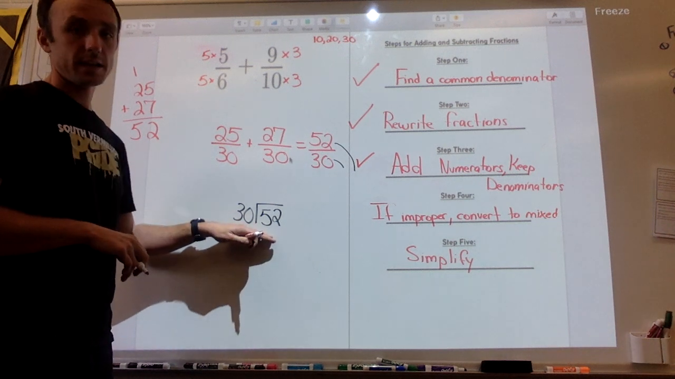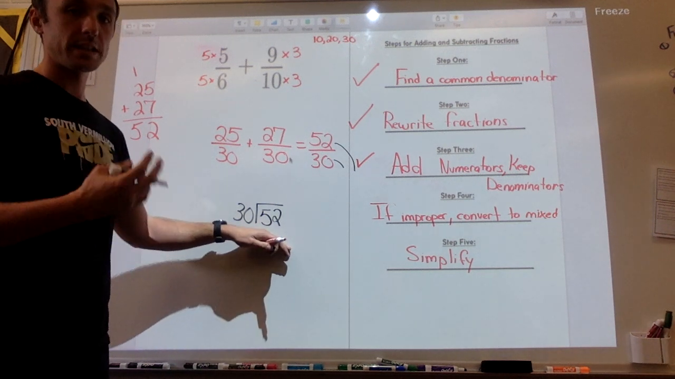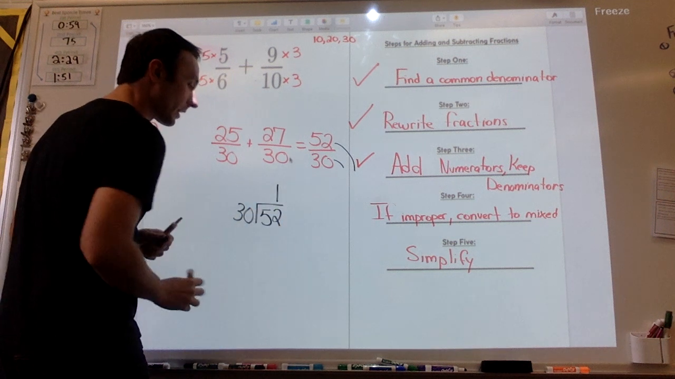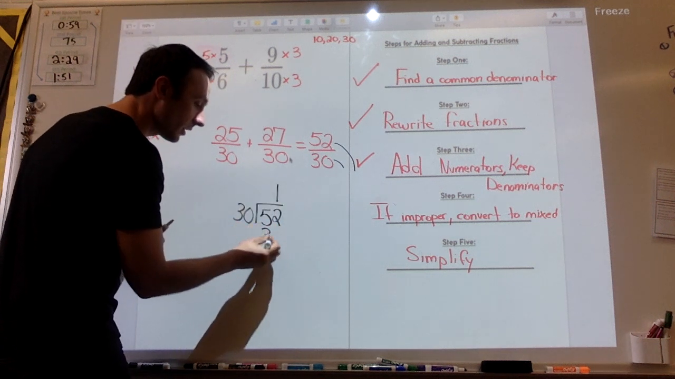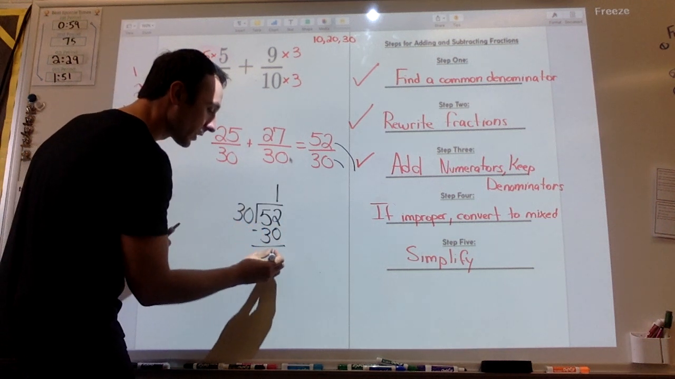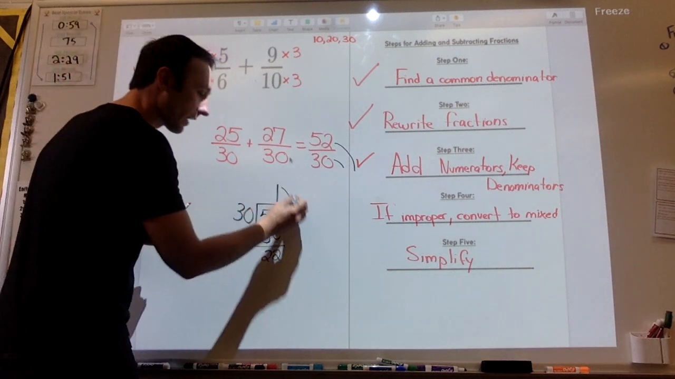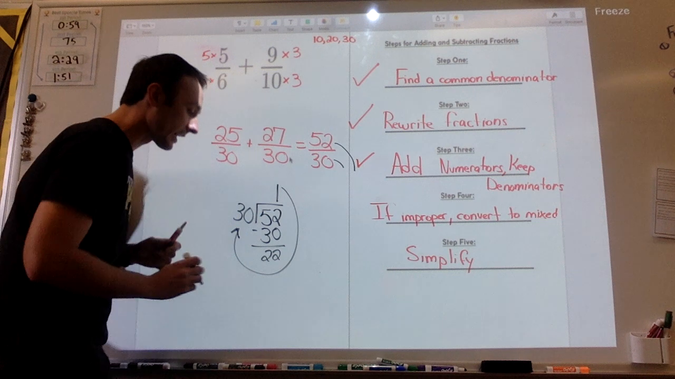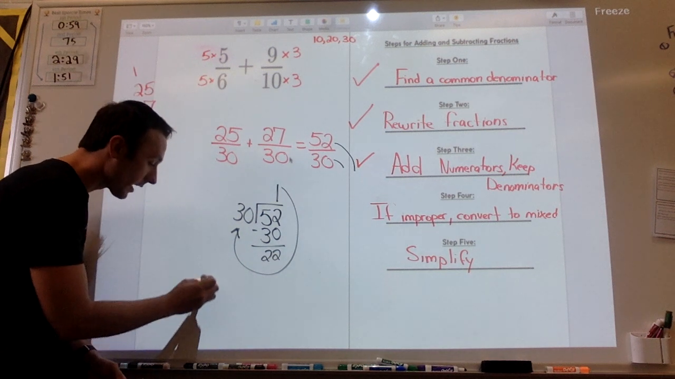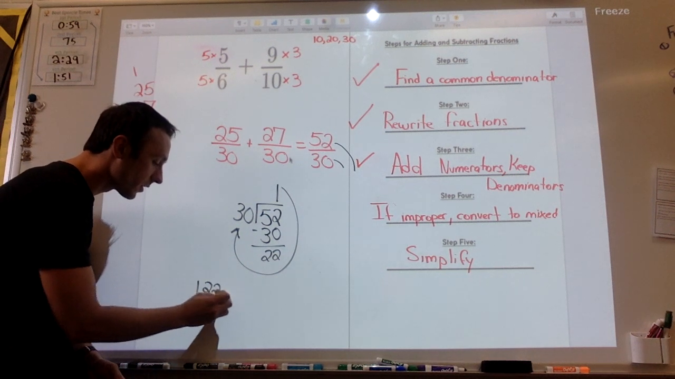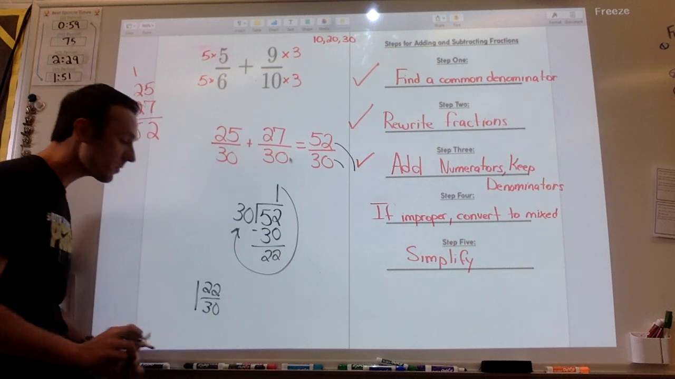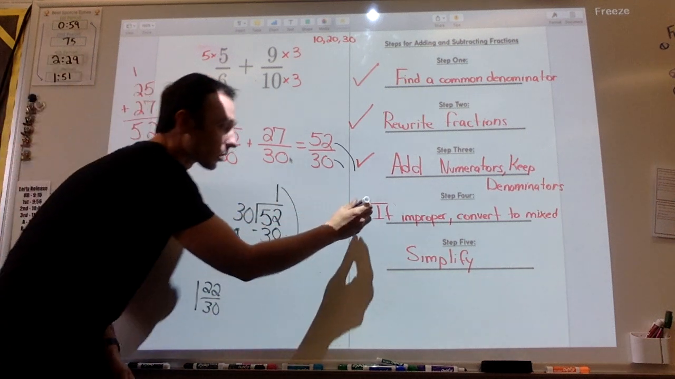Can 30 go into 5? No. Can 30 go into 52? Yes, it goes in there one time. 1 times 30 is 30. I subtract, and I get 22. I have no more numbers to bring down, so I draw my half circle, and I get the answer of 1 and 22/30. So step 4 is done.